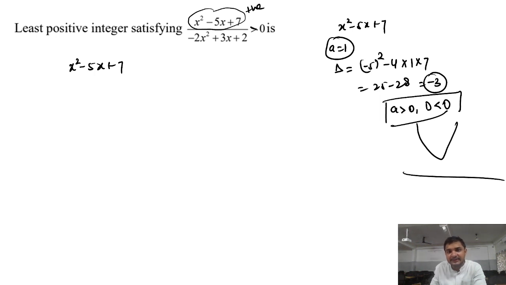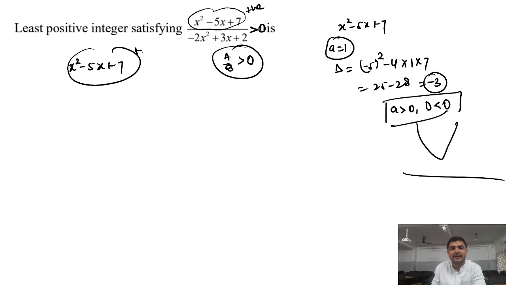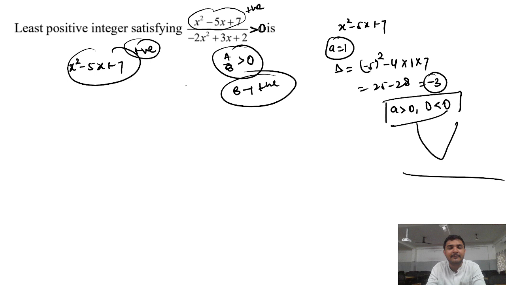Now they are telling that this entire value A by B, let's say numerator is A, denominator is B, A by B is positive. If A by B is positive, everyone, you people tell me. Yes, now we know A is already positive, so B must also be positive, then only A by B will be positive. Tell me. If it is so, in that case you can say minus 2x square plus 3x plus 2 must be positive, right?